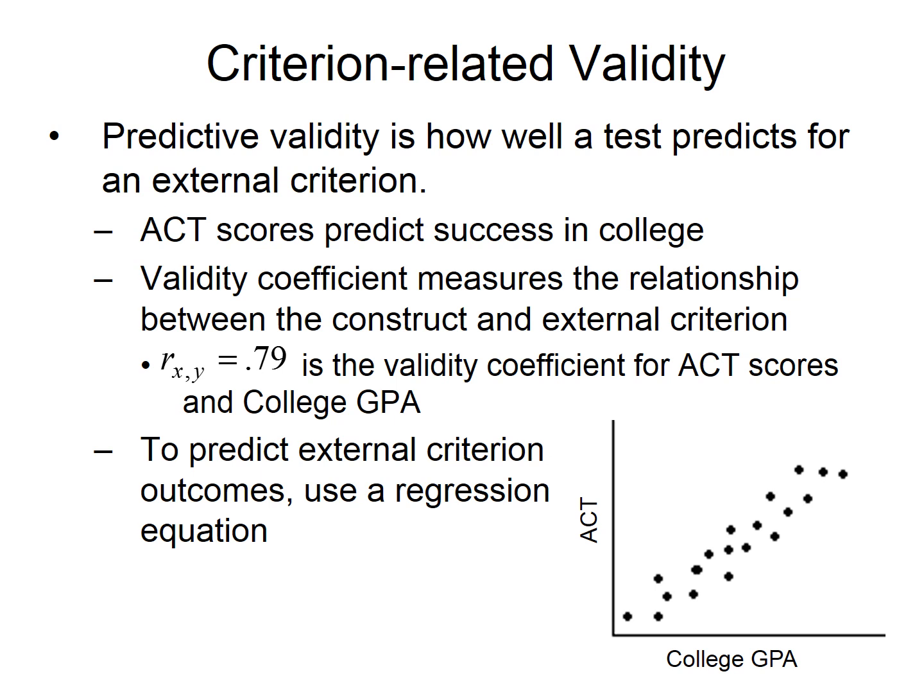We can't gather that information simultaneously. We have to give you the GRE or the ACT, and then we have to wait 4 years for undergraduate, 2 to 5 years for graduate school, to then find out, do we have predictive validity? So we're predicting the external criteria.